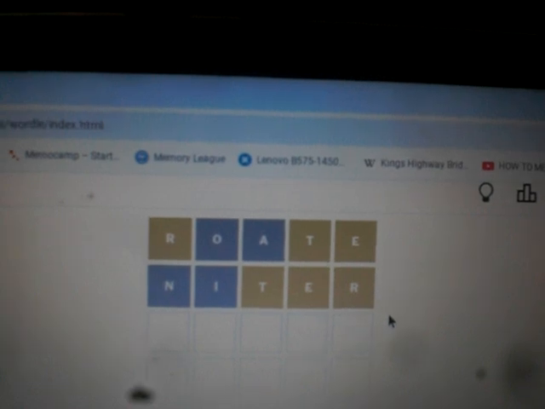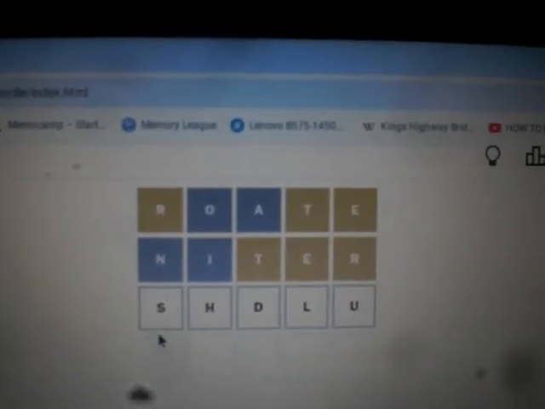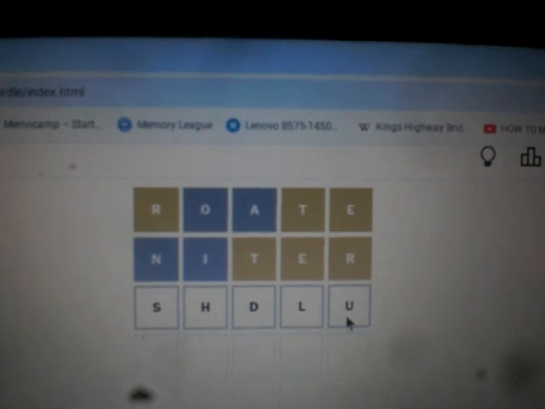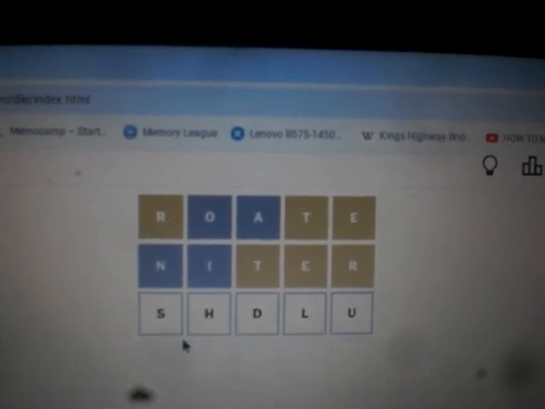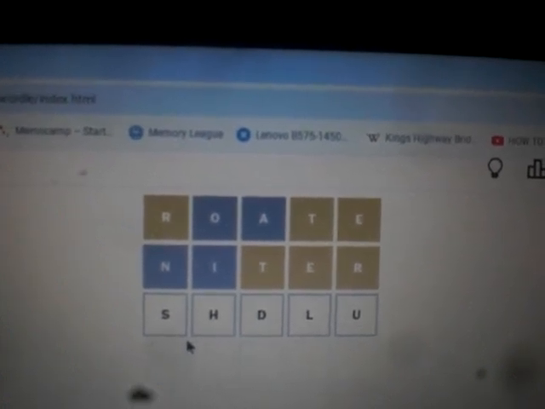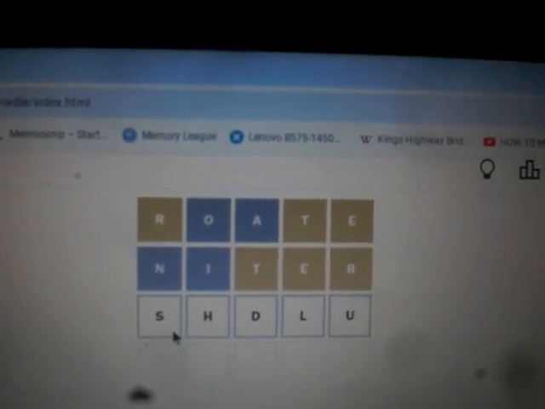So let's use our ETAOIN SHRDLUC system again. E-T-A-O-I-N. ETAOIN SHRDLUC. S-H-R-D-L-U-C. So in other words, the next 5 most common letters in the English language, left to right, are S-H-D-L-U. Okay? So we want to use these 3 letters and 2 of these letters. Do you see anything?